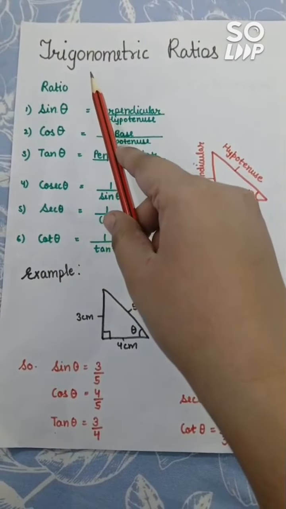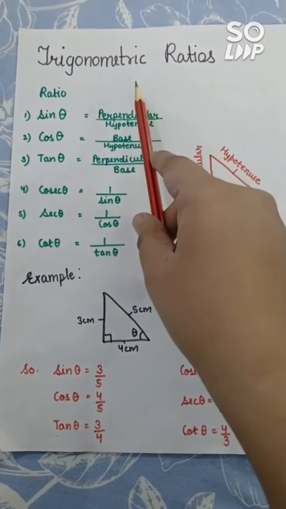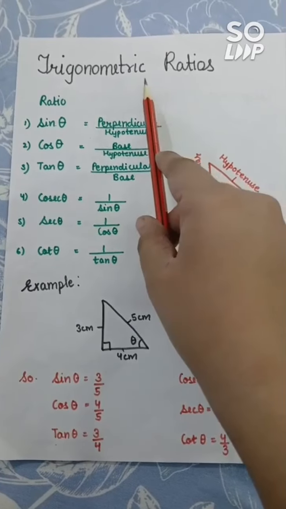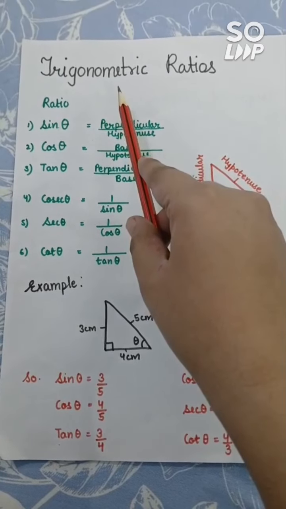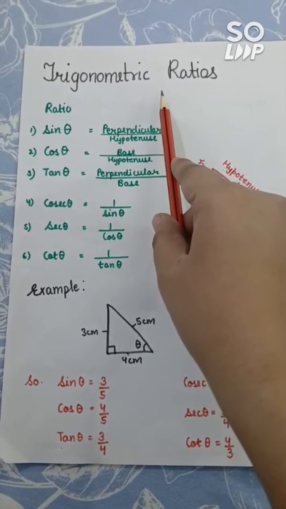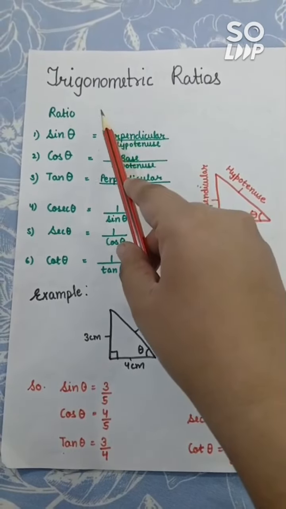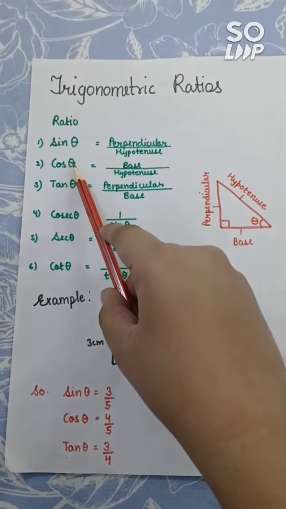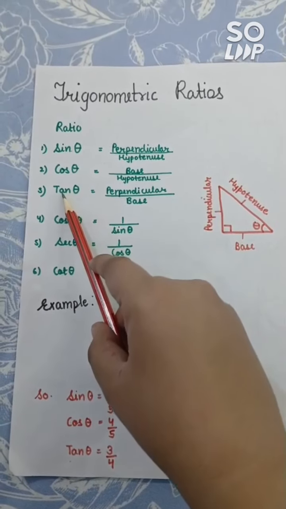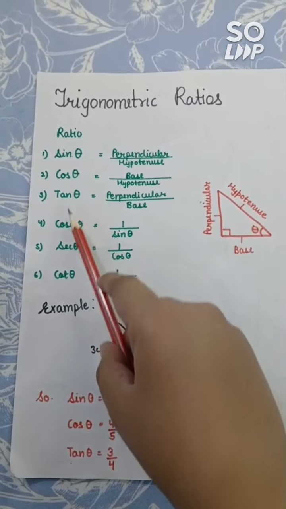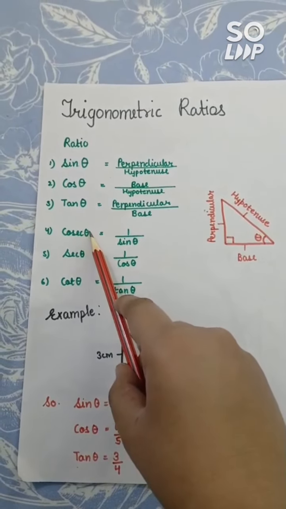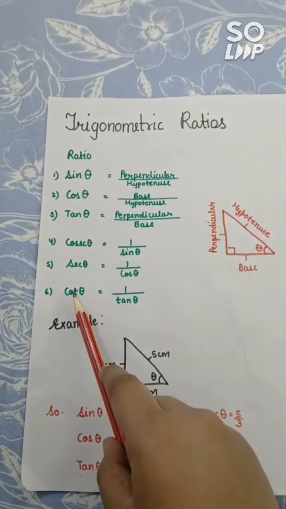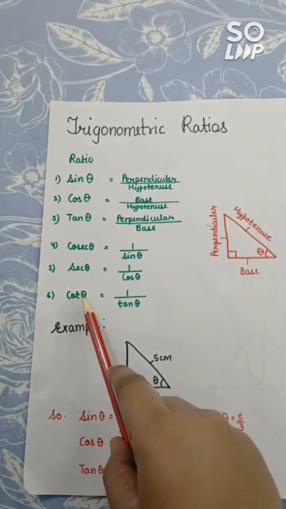So our next topic is trigonometric ratios. Now what is trigonometric ratios? Trigonometric ratios are nothing but the relation between various sides and various angles of a right angled triangle. We have six main ratios, that is sine theta, cosine theta, which is abbreviated as cos theta, tangent theta or tan theta, cosecant theta or cosec theta, secant theta or sec theta, and last one cotangent theta or cot theta.